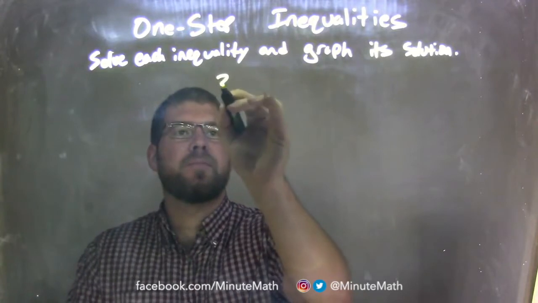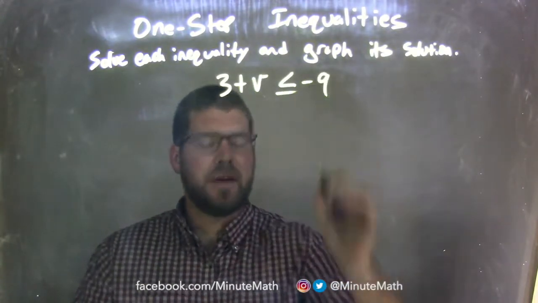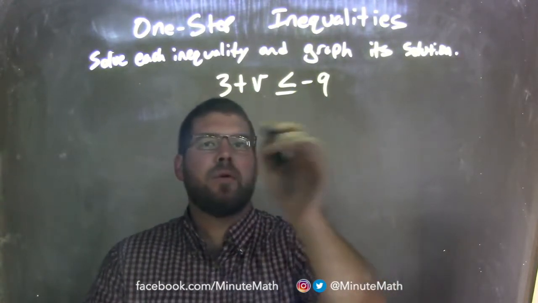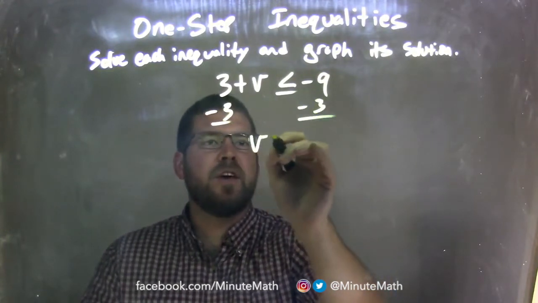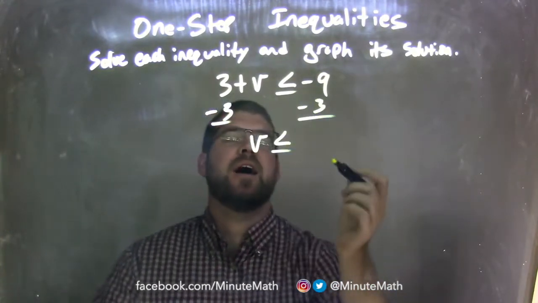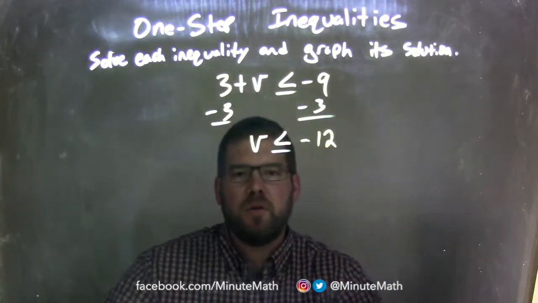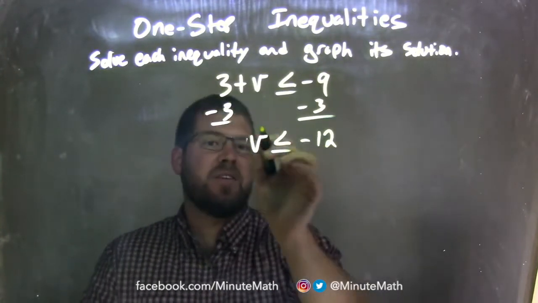b plus 3 is less than or equal to negative 9. Well, my first step here is I need to subtract 3 from both sides. So I'm going to subtract 3 from both sides, leaving me with b is less than or equal to negative 9 minus 3, which is a negative 12. So b is less than or equal to negative 12 here, and that is my final answer.